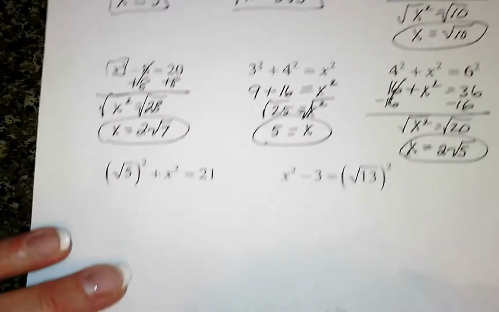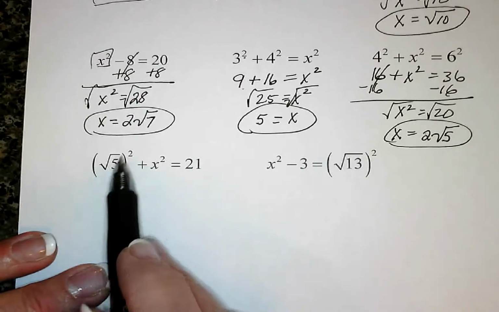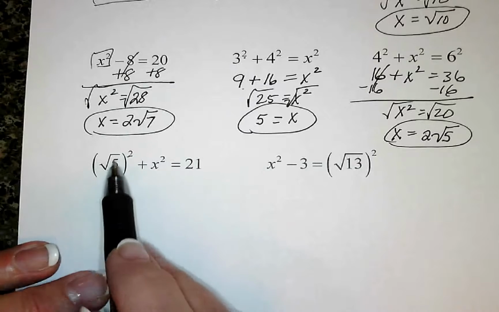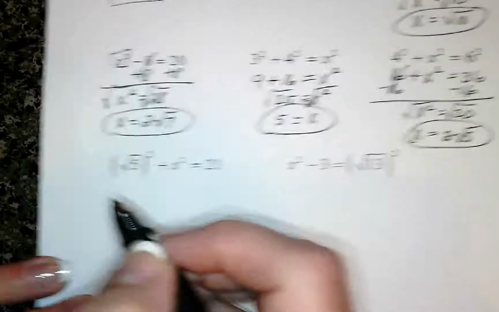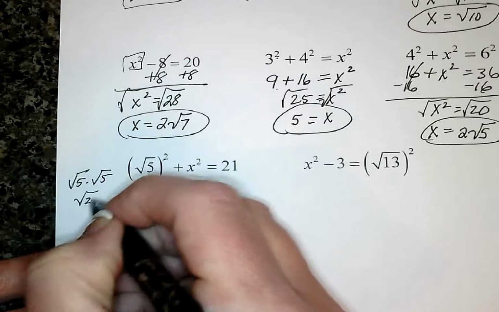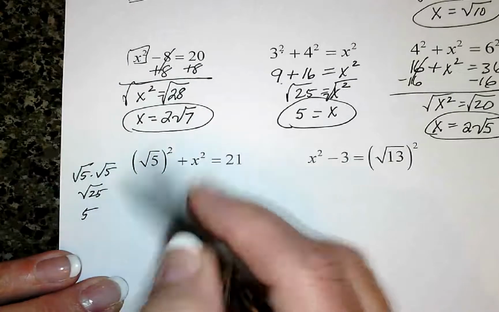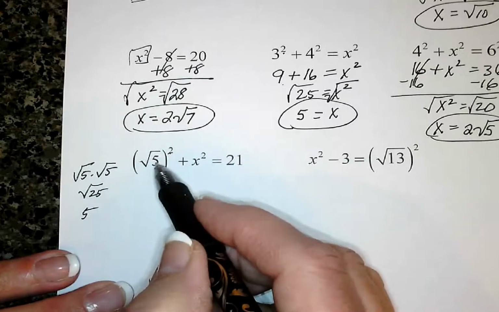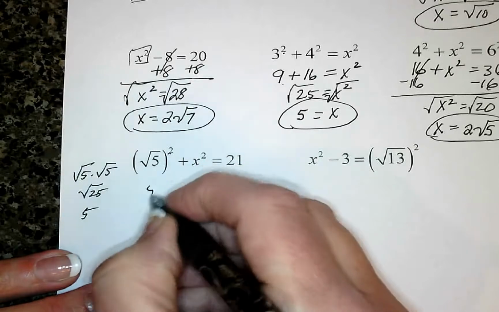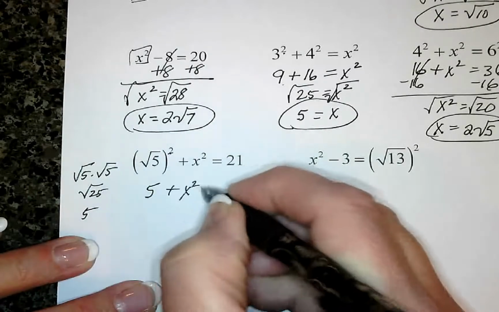All right, just a couple more here at the bottom where we've got some square roots that are being squared. If you remember from lesson 1A, we had some squaring of a square root, which basically means square root of 5 times square root of 5, which is square root of 25, which is 5. So rather than writing all that out, if I square a square root, it just becomes that radicand number. So that's going to become a 5, plus x squared equals 21.